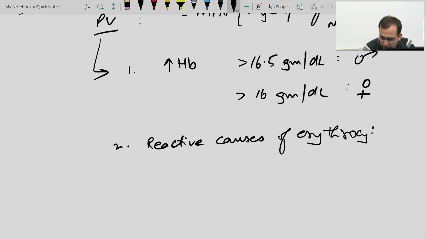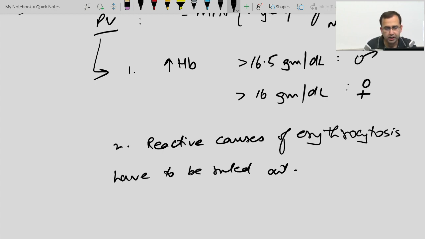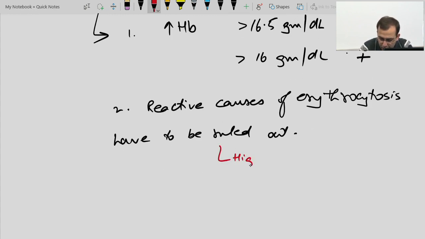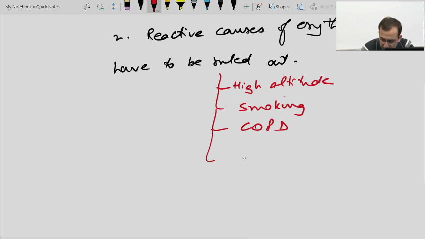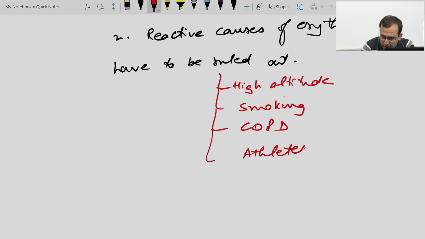Reactive causes of erythrocytosis have to be ruled out. What do we mean by reactive causes? High altitude, smoking, COPDs, that is chronic obstructive pulmonary disorders, and athletes. These are the reactive causes which are associated with a high hemoglobin. They have to be ruled out before we start considering blood cancers. PV is a blood cancer.